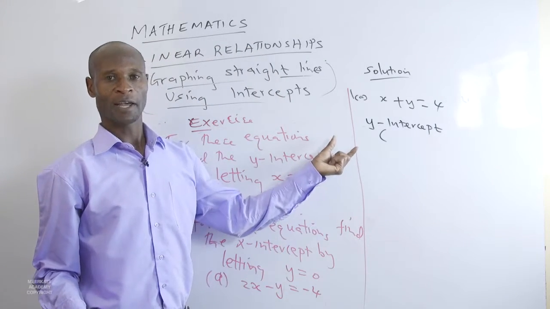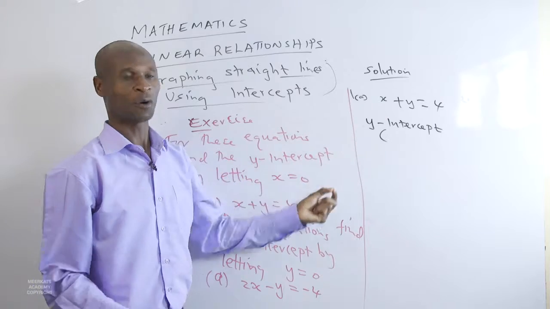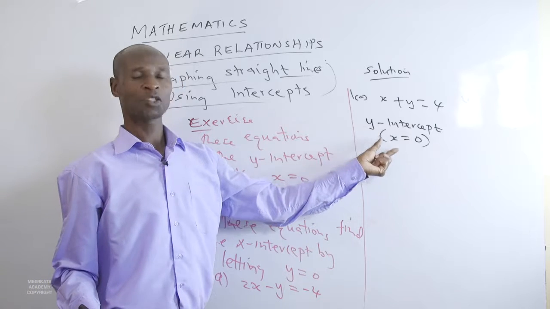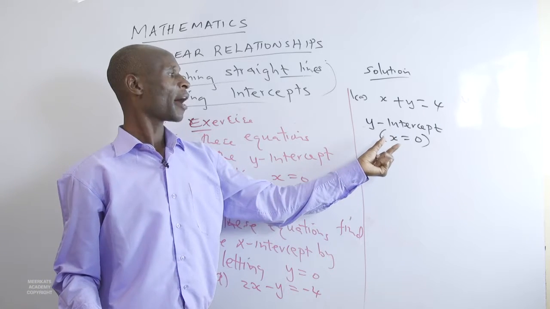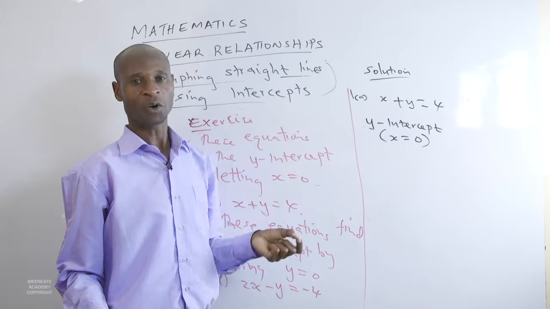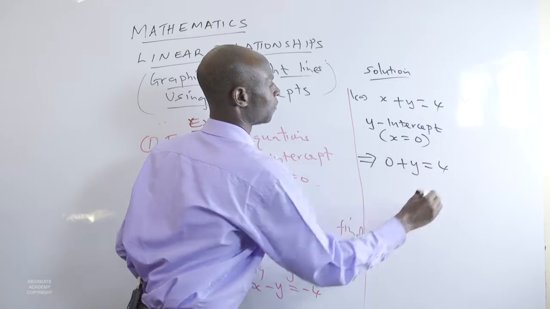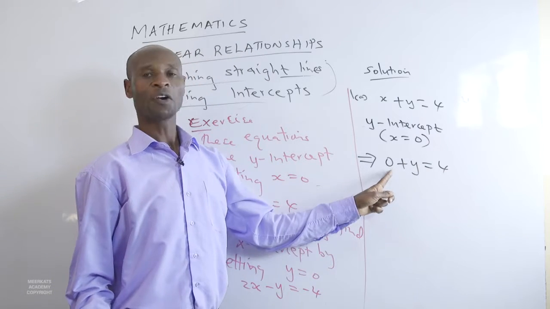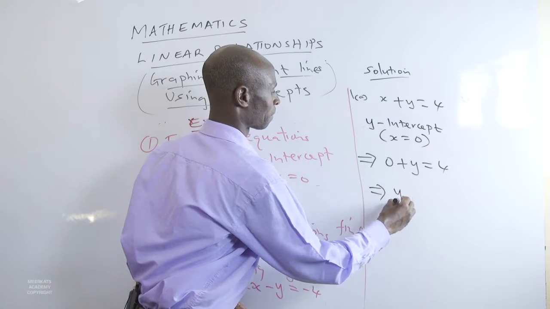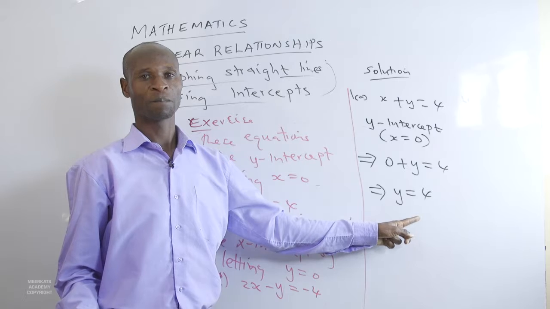Now, as I mentioned earlier, when you want to find the y-intercept, you set x to be 0. Once you set x to be 0, you go ahead and substitute in the linear relation where there is x with a 0. That means 0 plus y is equal to 4. It therefore means the value of y is 4.